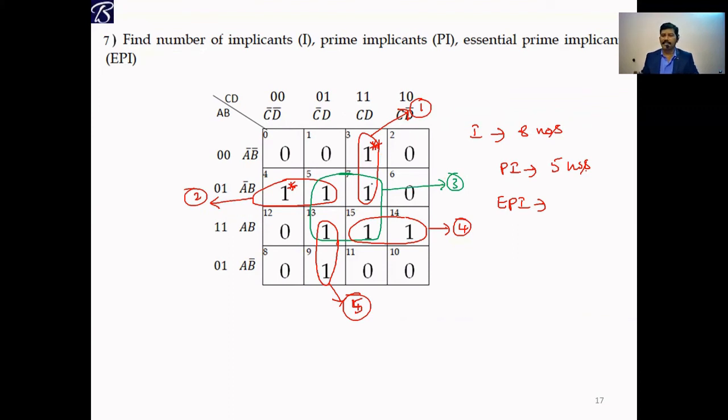Our definition is, if at least one cell in a group is not covered by any other, that is an essential prime implicant. So here group 3 is not essential, but group 4 is essential because this cell is not covered by any other, and group 5 is also essential. This cell number 9 is not covered by any other in this pair. So how many essential prime implicants? Only 4 essential prime implicants.